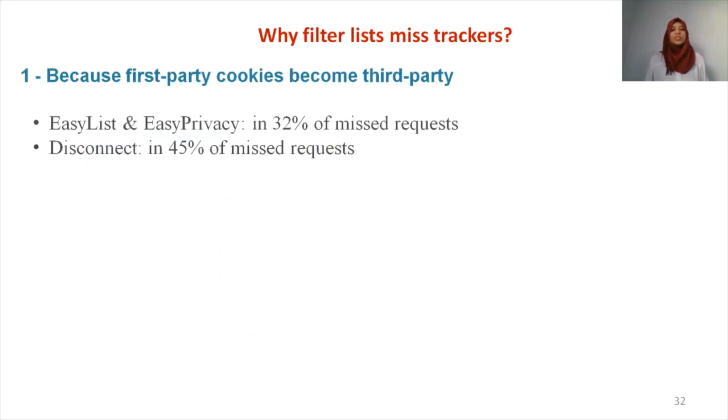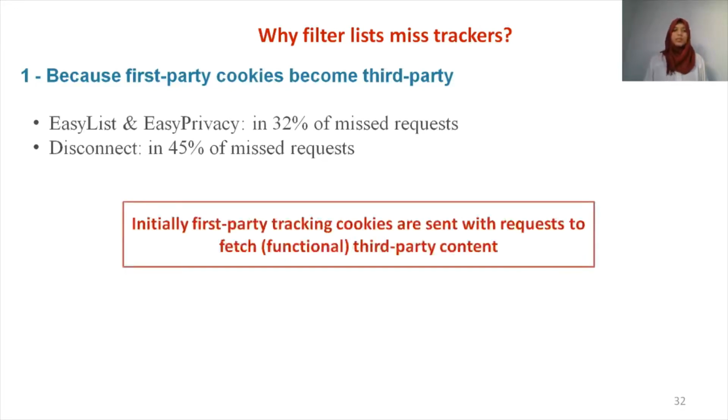We found that 32% of the requests that were missed by EasyList and EasyPrivacy and 45% of those missed by Disconnect were using first-party cookies, or cookies set in a first-party context. In summary, initially first-party tracking cookies are sent with requests to fetch functional third-party content. So when the cookie was set, it was set in a first-party context, and so the filter list did not block it at this point, because it was not a tracking request or tracking cookie at this point.